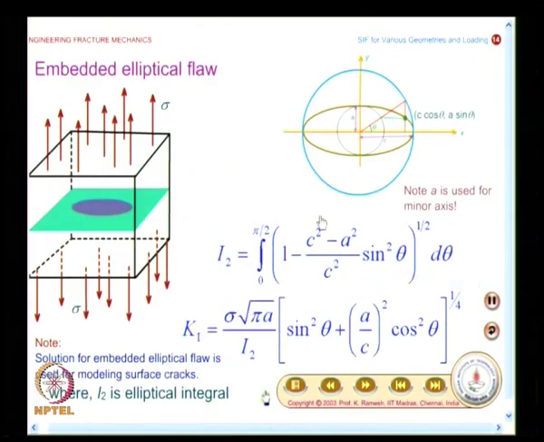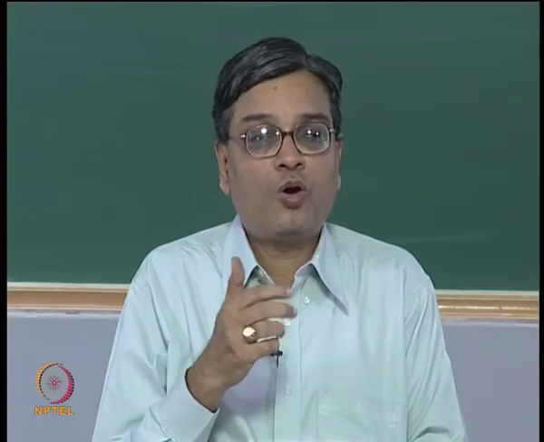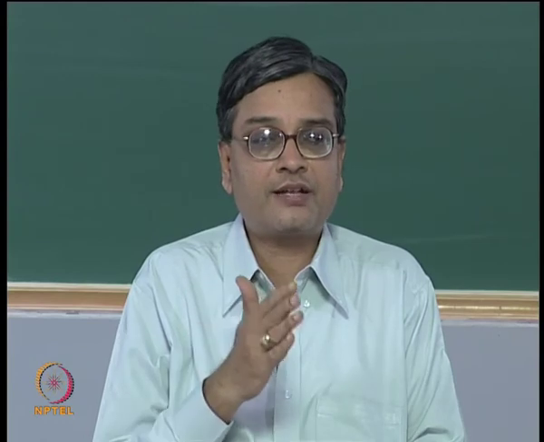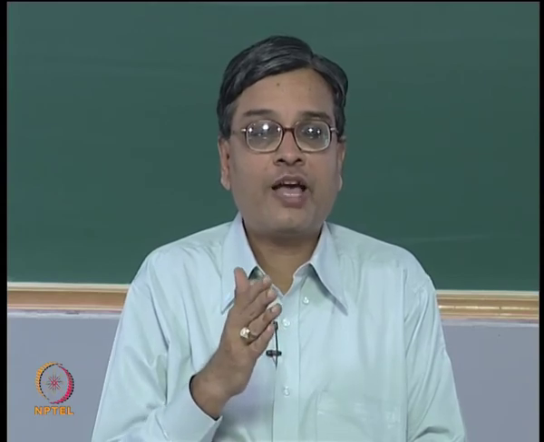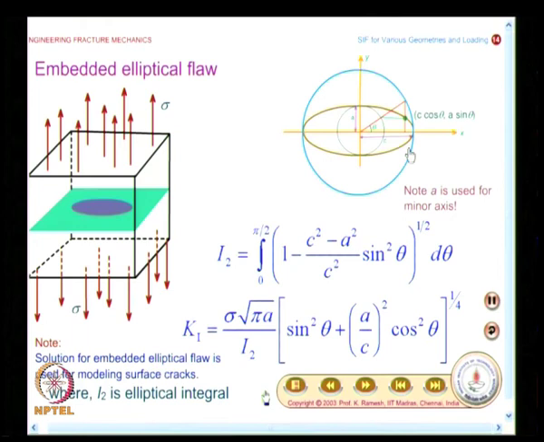And you also have an expression for the elliptical integral that is given as I 2 equal to integral 0 to pi by 2. You have to evaluate the integral of this function: 1 minus c squared minus a squared divided by c squared sin squared theta, whole power half, multiplied by d theta. You have tables available to provide this elliptical integral values, and people also have developed a series solution, take several terms in the series and evaluate. And what you have to keep in mind is, when you have the location as theta, you should know how to locate the point on the ellipse.